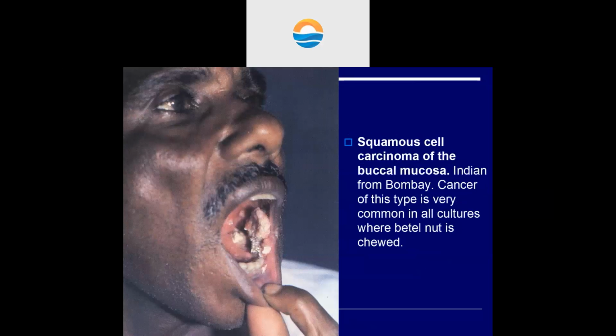Here you see the squamous cell carcinoma of the buccal mucosa. We see here an Indian patient from Bombay. Cancer of this type is very common in all cultures where betel nut is chewed.